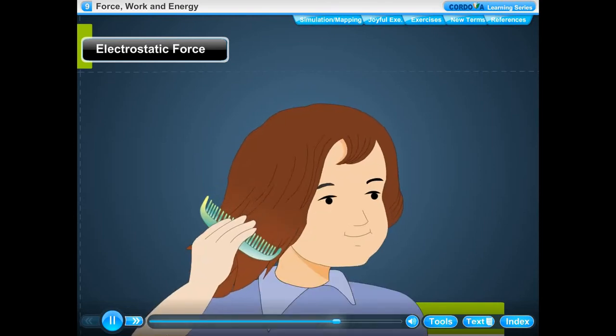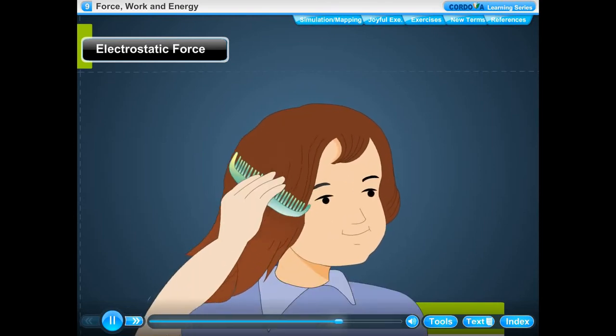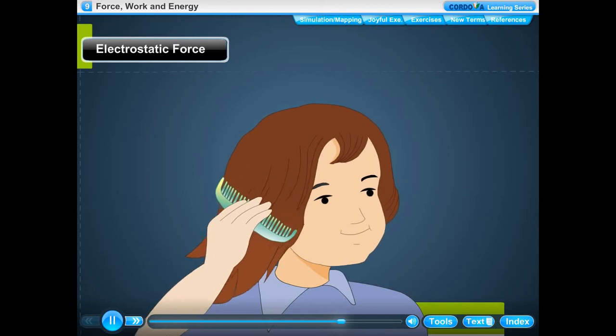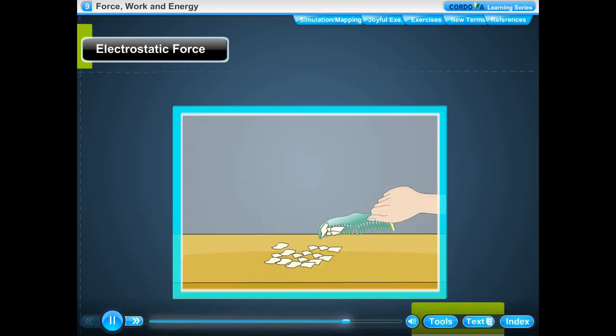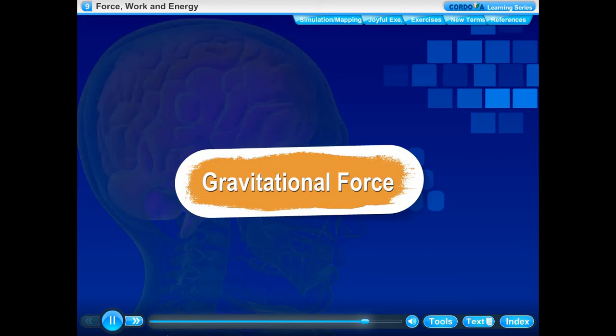Electrostatic force. Things can be charged by rubbing them. For example, when we comb our dry hair, the comb gets charged and attracts tiny bits of paper. Thus, when things are rubbed with each other, they become charged and a force of attraction is produced. This force is called electrostatic force.